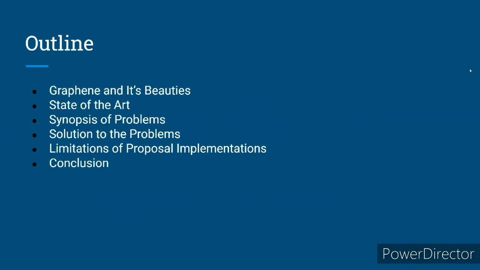So just a brief outline of what we're going to be going through throughout the presentation. Number one, of course, graphene and its beauties. Basically, it's going to be just a brief background about it, just so you're up to speed on what it is and why it's so wonderful to use. State of the art, some of the things that it can be good for, or in our case, what we're proposing that we can use it for. Synopsis of problems. Just like everything else, there's always something that is going to be an issue with whatever's going on in the world.